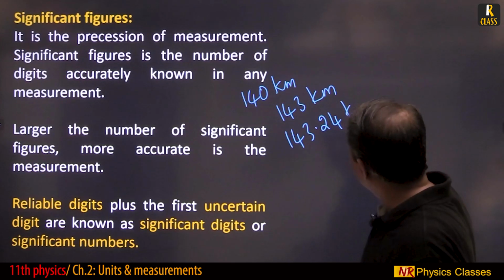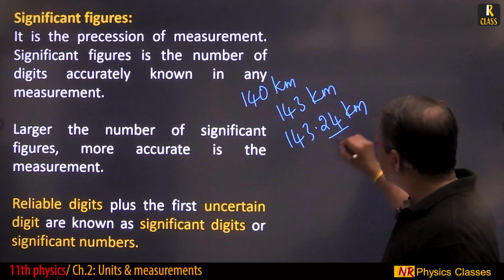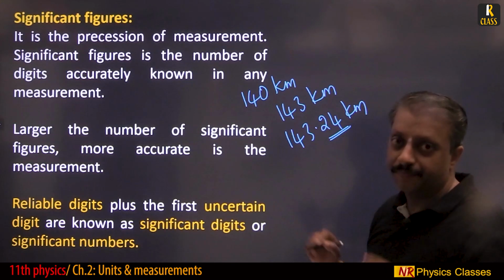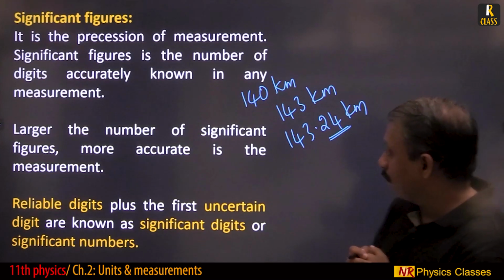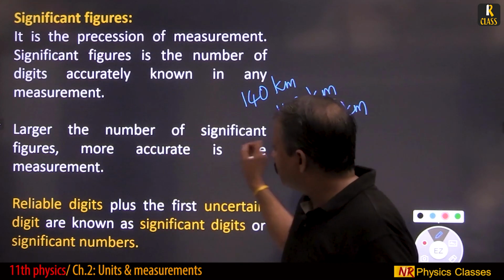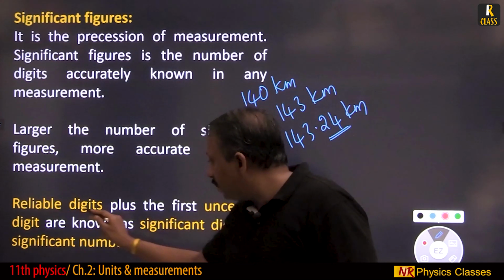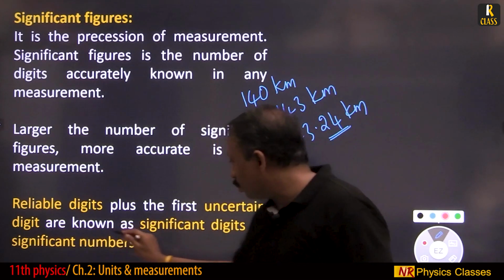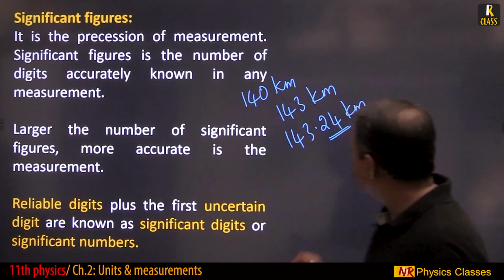143.24 kilometer. See, even these two digits are considered, which means two more significant figures are introduced. That is the meaning. That's how we go about significant figures. The larger the number of significant figures, the more accurate is the measurement. Fine. Reliable digits plus the first uncertain digit are known as significant digits or significant numbers.